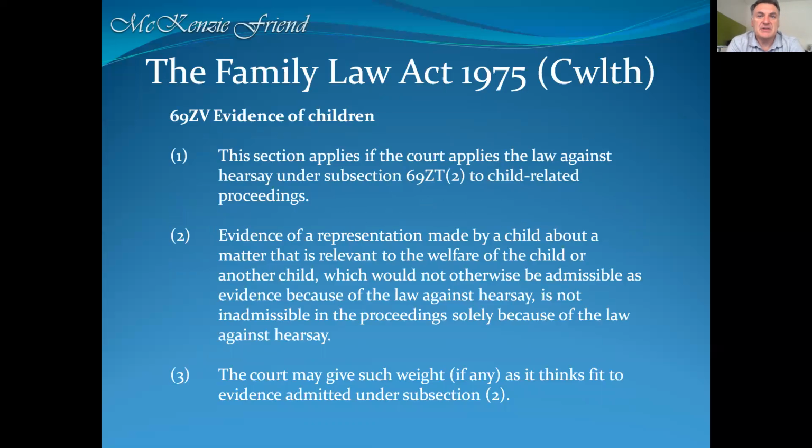Now, the evidence of children. Often children aren't necessarily party to proceedings. Their views are usually brought forward by either the family report writer or the ICL, and this very much depends on the age of the child, and so they can determine whether or not their views can be given weight.